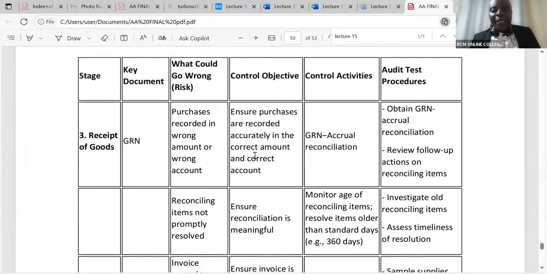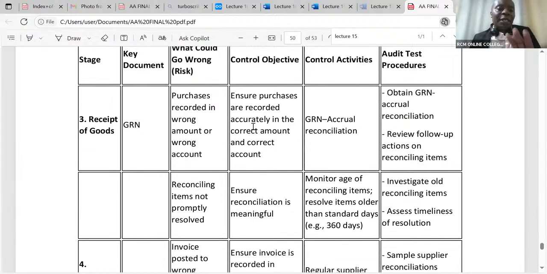Then what will be the control activity? Remember, this is the control objective, and the control objective, I told you, must start with the words to ensure: to ensure the reconciliation is meaningful. The control activity: monitor age of non-reconciling items. Resolve items older than standard days. If, for example, non-reconciling items are not resolved for a whole year, then we know that there is a problem.